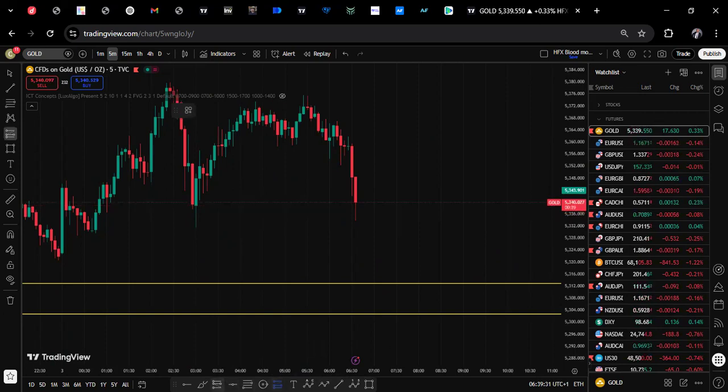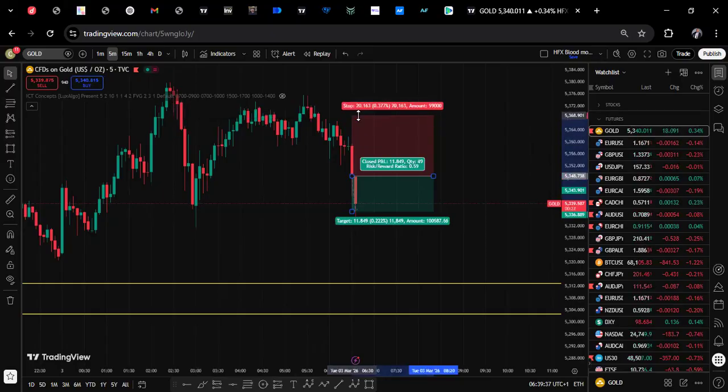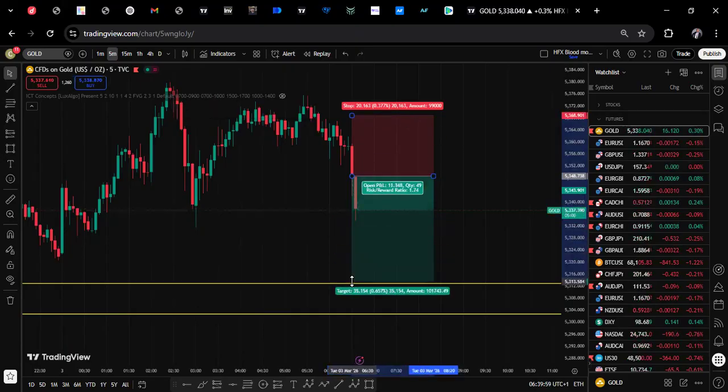You entered your sell at this particular point, and you had your SL. Now it's quite simple. Let's say you want to target the same zone I'm targeting. Let's say your entry is 5349, your stop loss is plus 20, 5369, and your TP is right here. You can choose 5319.